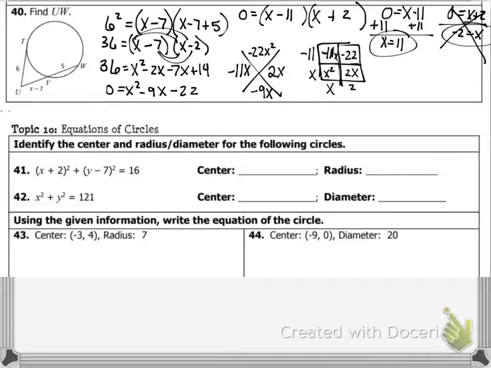If I plug that in, the entire length from u to w, my bad, is x minus 7 plus 5.